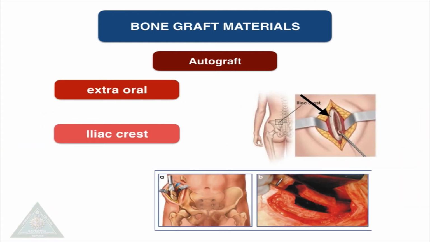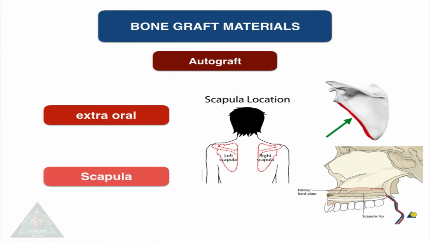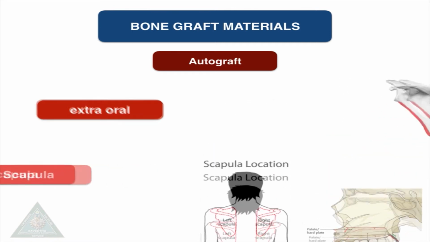And extraorally, the iliac crest is the most widely accepted donor site for large defects of the maxilla and mandible. The most common site is the anterior iliac crest, which is pointed out in the diagram. It provides a generous amount of cancellous bone. And just opposite to that is the scapular bone, which provides a very limited volume of bone, especially from the lateral border of the scapula.